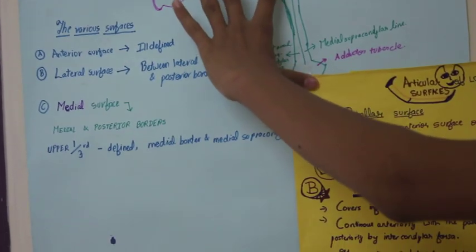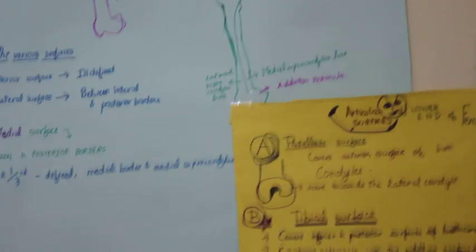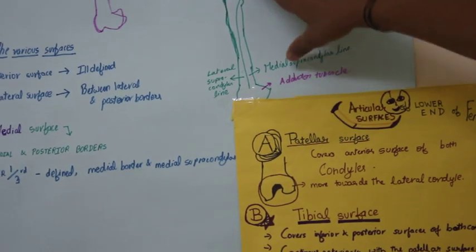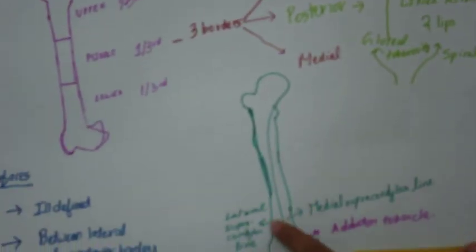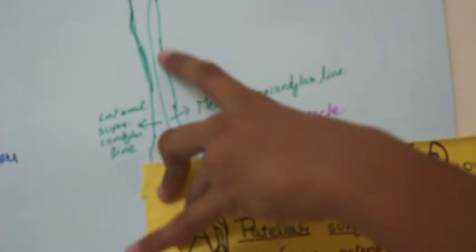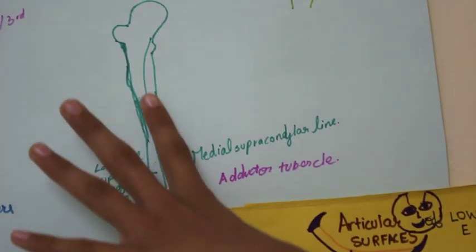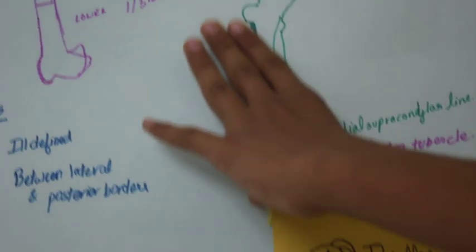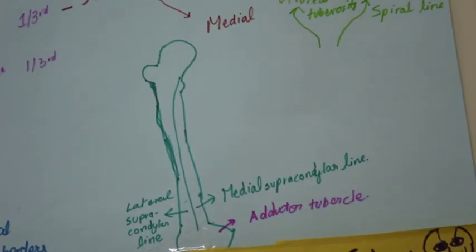Now I'm going to explain the lateral supracondylar line and the medial supracondylar line. We are seeing the lower 1/3 of the shaft. The lower 1/3 of the shaft ends with the adductor tubercle here, and the medial supracondylar line comes there. So this is the medial surface. You can see it comes from here to here. This is the lateral surface. It comes from here to here and ends here. So this is how it looks.